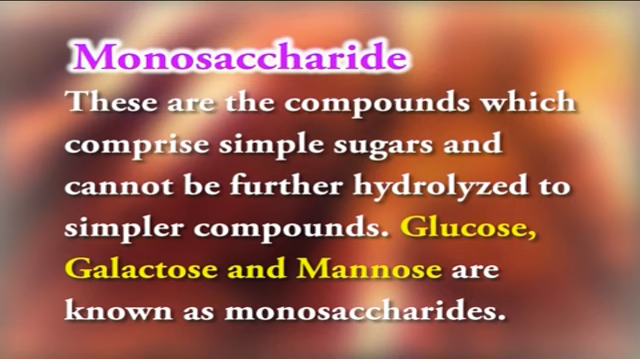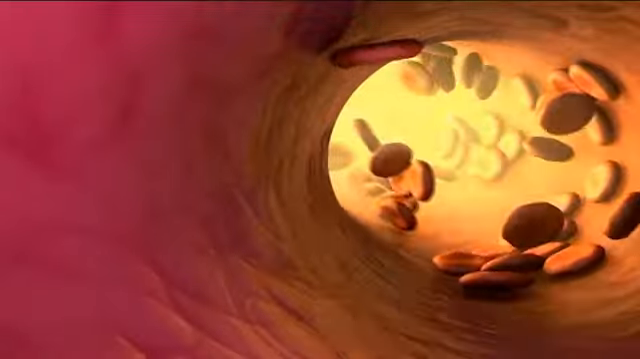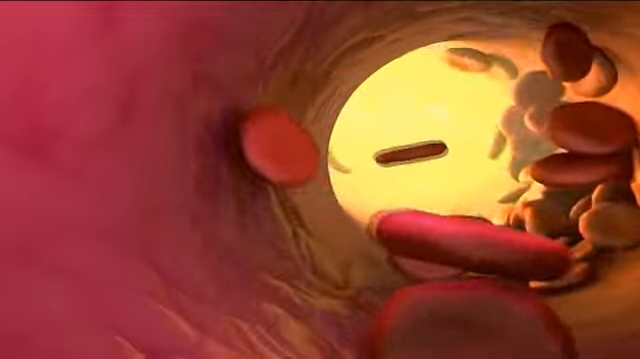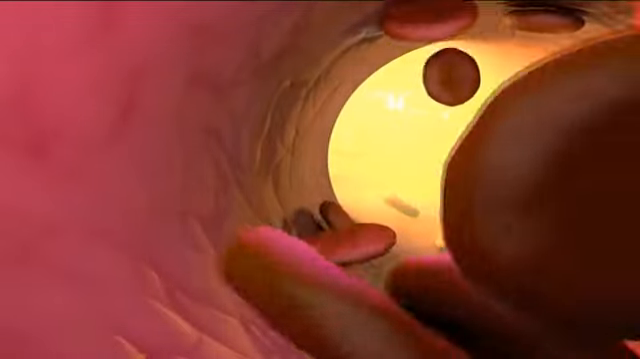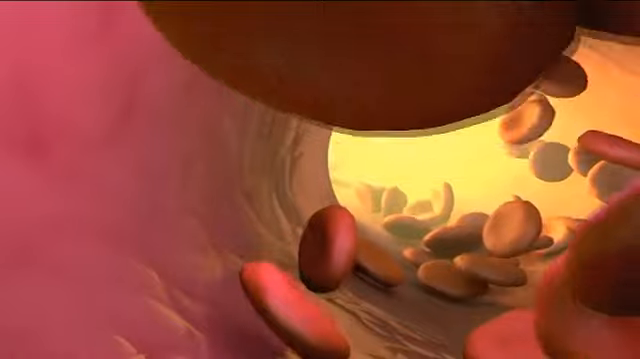Monosaccharides. These are the compounds which comprise simple sugars and cannot be further hydrolyzed to simpler compounds. Glucose, galactose and mannose are known as monosaccharides. Glucose is also referred to as dextrose. Glucose is the end product obtained after the digestion of disaccharides and polysaccharides. Glucose circulates in the blood and gets utilized by various cells in the body for energy.